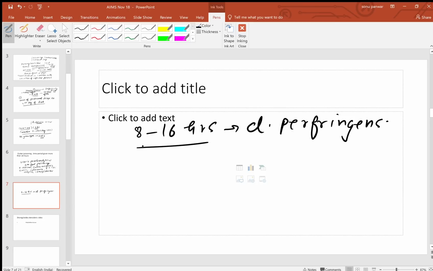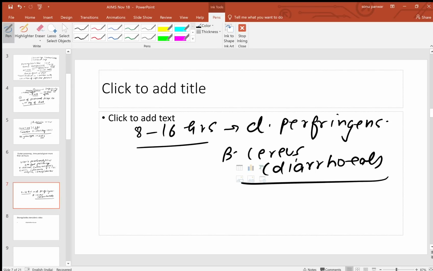Along with that, you can remember that Bacillus cereus, that other one, is 8 to 16. That is a feature of which one? Bacillus cereus diarrheal strain. Okay. And what about the emetic one? The emetic one is same as Staph aureus. So that you know already. Okay. So 8 to 16 is this.